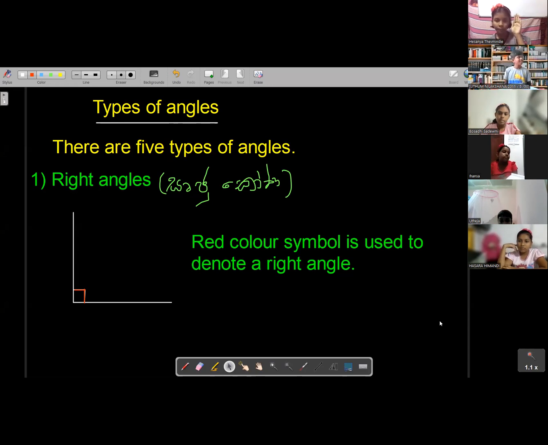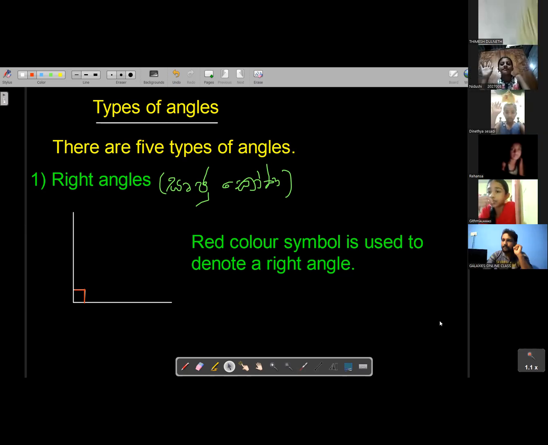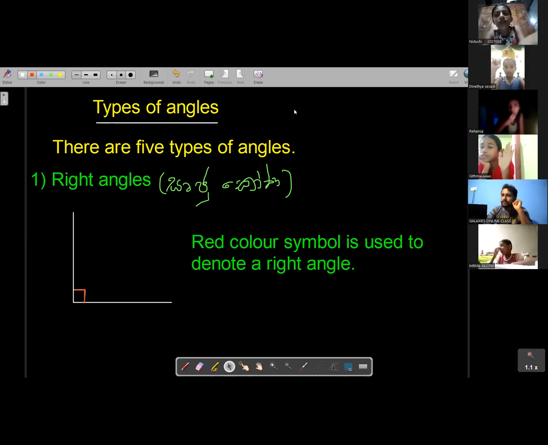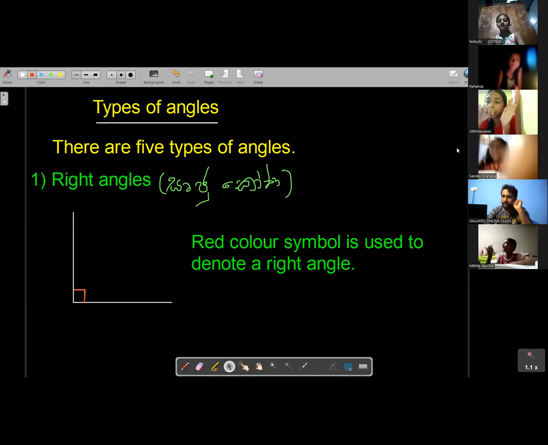Okay, another who can give the answer? Nidushi, corner of the door. Corner of the door. Yes, corner of the door.